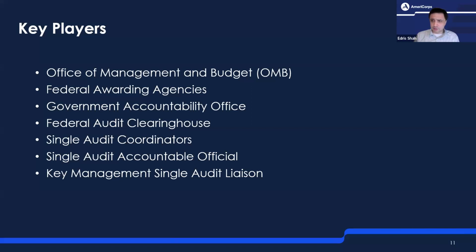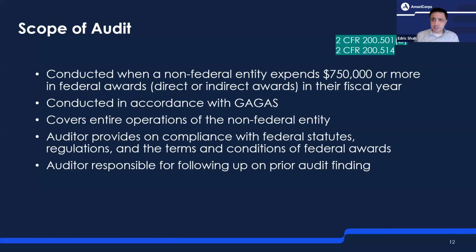The next point I wanted to, as I mentioned at the end, the foundations of single audit, the scope of the audit itself. Here, when is a single audit required? We know it's conducted when a federal non-entity expends $750,000 or more in federal awards. Here you see a reference to direct and indirect, meaning that if, in total, your organization is receiving $750,000 either directly from a federal agency or through a pass-through entity, meaning all sources of federal funds combined is $750,000 or more, your organization will be subject to conduct a single audit.